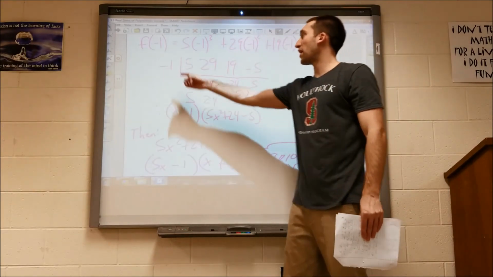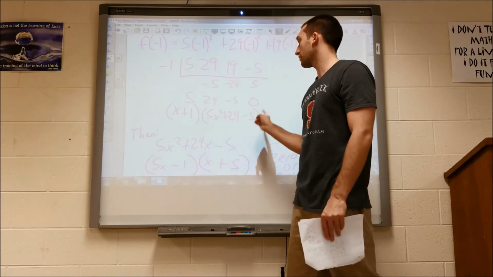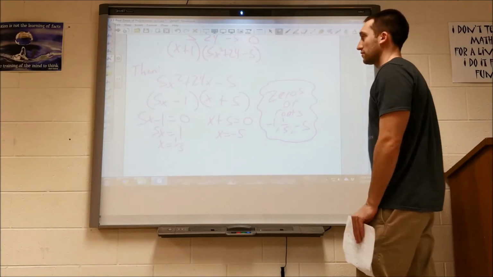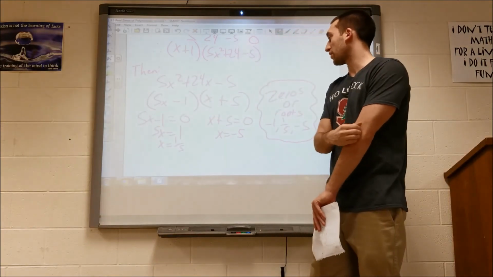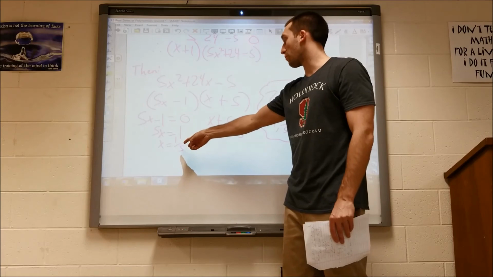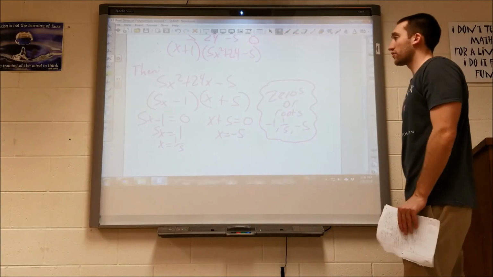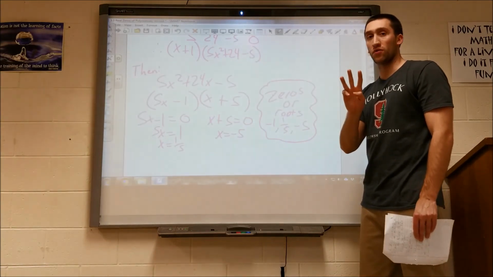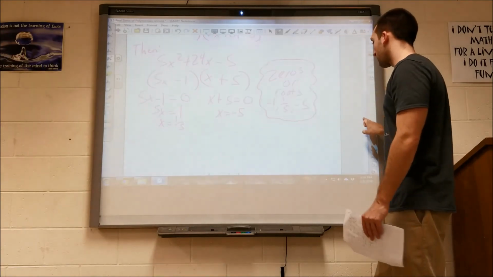Okay, after I find my 0, I synthetically divide. That leaves me with a quadratic. Then I can factor my quadratic. And I factor my quadratic into 5x minus 1 and x plus 5. That gives me the zeros positive 1/5 and negative 5. So I know I have 3 zeros, or 3 roots. They mean the same thing. Negative 1, 1/5, and negative 5.